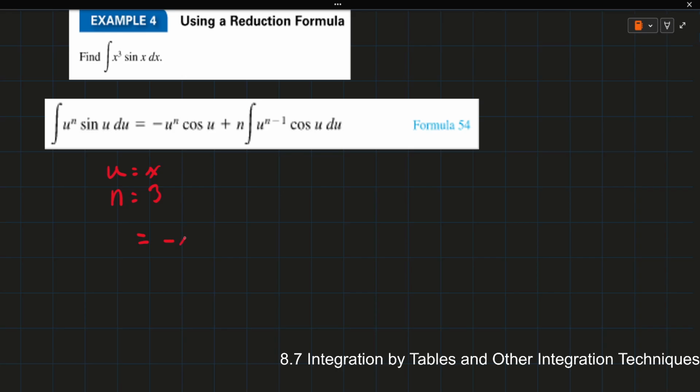So we're going to have negative x to the third cosine x plus, so n, which is 3, times the integral of u to the n minus 1. So this is where we get a little bit simpler, right? We're going from a third order to a second order. So x squared cosine x dx.